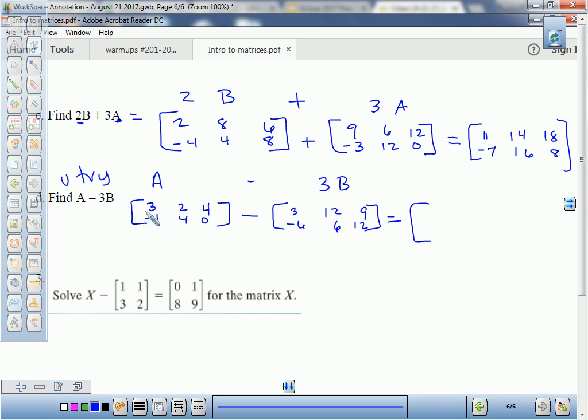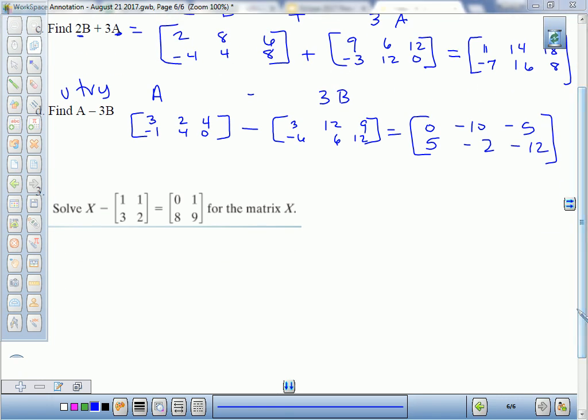Okay, so we have A and then 3 times B. And so the resulting matrix would be 0, negative 10, negative 5, positive 5, negative 2, negative 12. Okay, now, I do want you guys to pay really close attention. This capital X doesn't just represent the variable X, it represents the matrix X. It's a named matrix. And so we're solving for a matrix. What matrix can I subtract this 2 by 2 from? And the result be this 2 by 2.